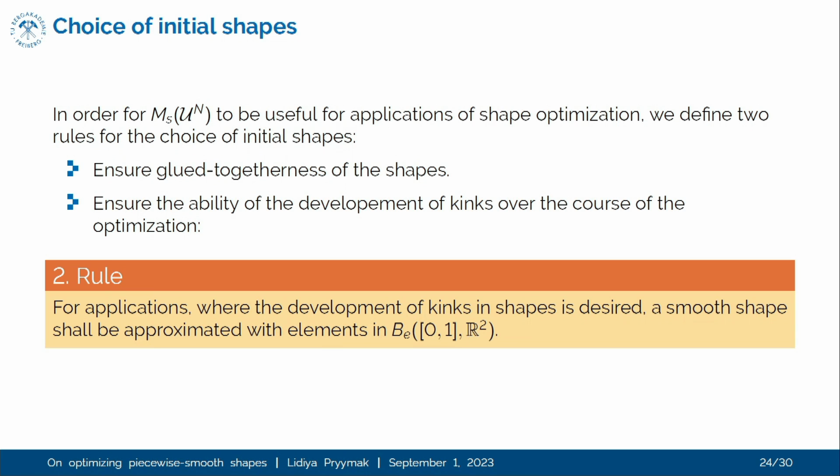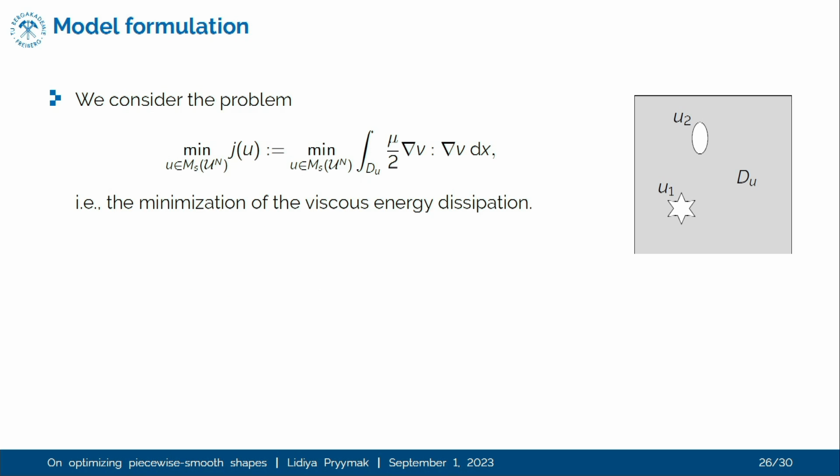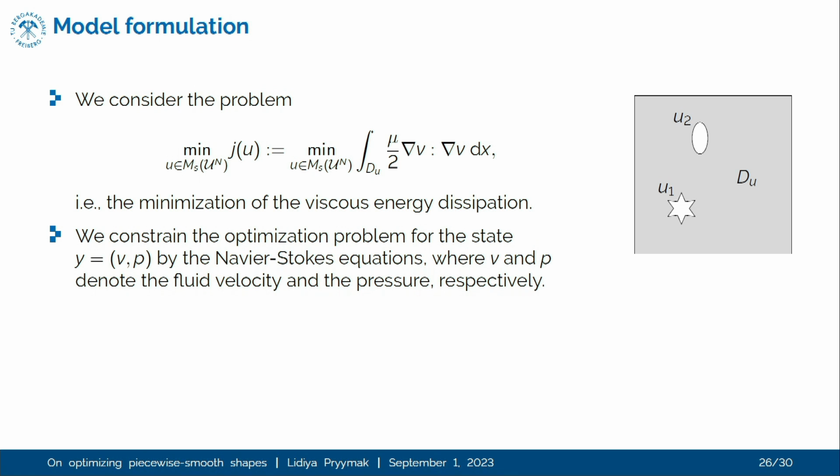Okay, so we have our shape space, we have our optimization technique, we have these rules, and now we come to the last part, the application of this newly defined shape space to an optimization problem. Model formulation. The problem is the following. The shape functional is given by the viscous energy dissipation, which we want to minimize, with the Frobenius product and the integral of some state. V here is from the state Y, which consists of V and P, where V is the velocity and P the pressure, constrained by the Navier-Stokes equation.